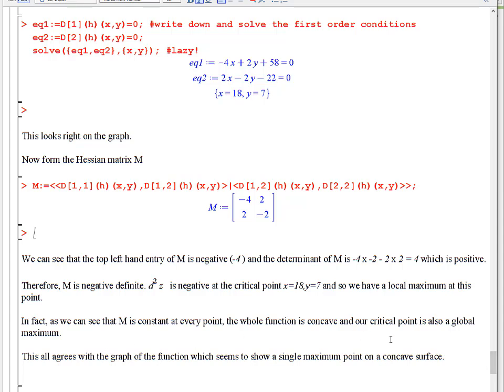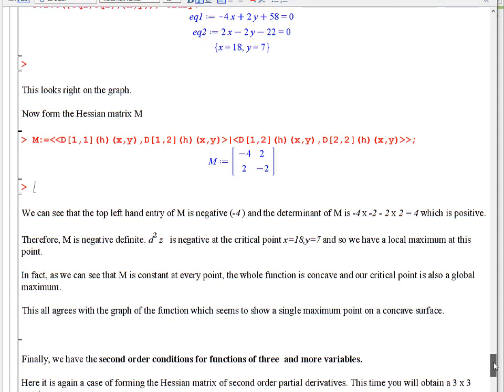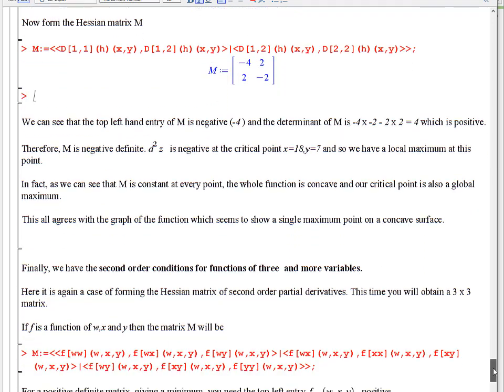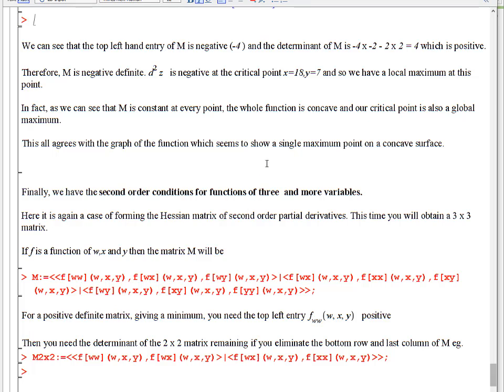So all agrees with the graph. The function seems to show that it's definitely going to be a single maximum point on a concave surface. And then finally, to generalize this, if you had 3 or more variables, you just make the matrix with more partial derivatives. So if you had a function of w, x, and y, then you have a matrix like this.